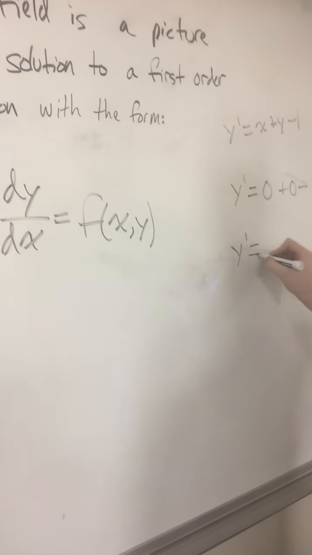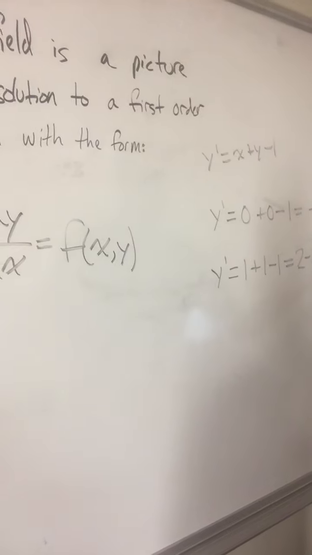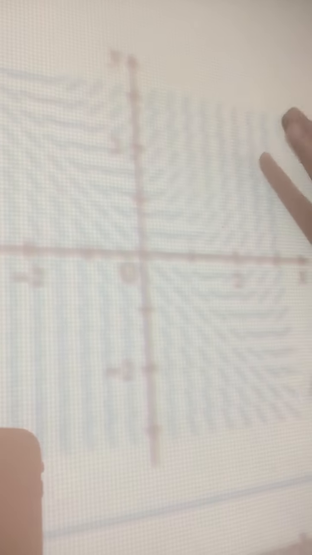You can try another point. So we'll try the point 1, 1. So 1 plus 1 minus 1 equals 2 minus 1 equals 1. That means at the point 1, 1, we should have a slope of 1, so going up. And if we look right here at 1, 1, we have an upward slope. So this must be our direction field for y prime equals x plus y minus 1.